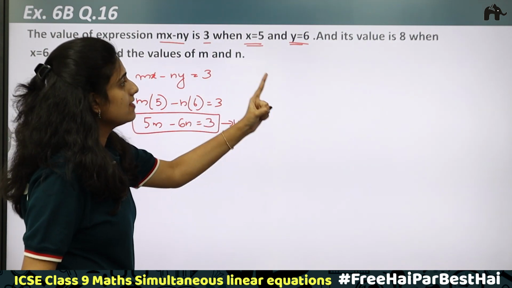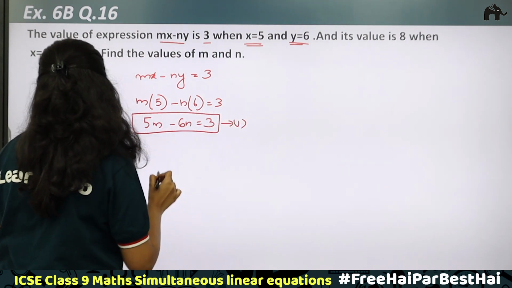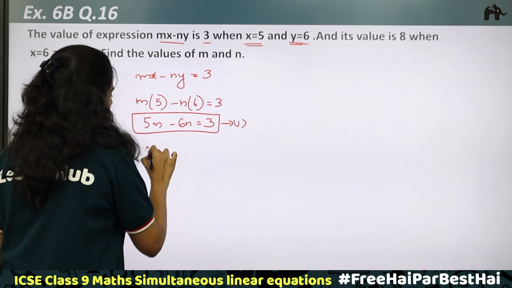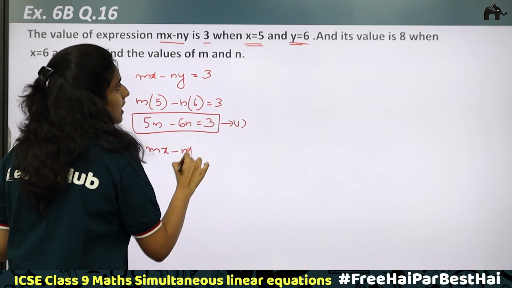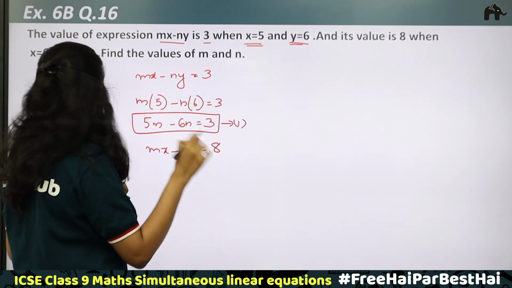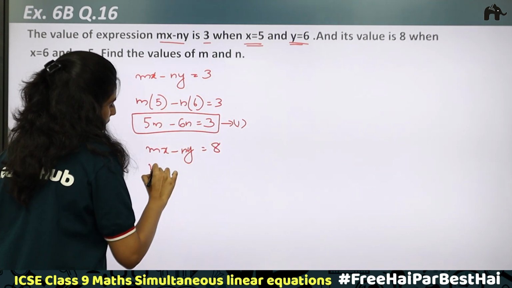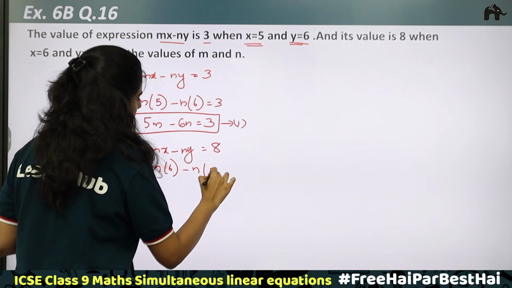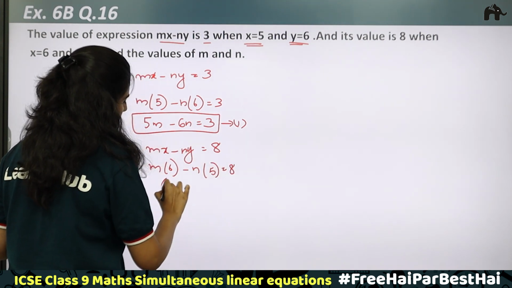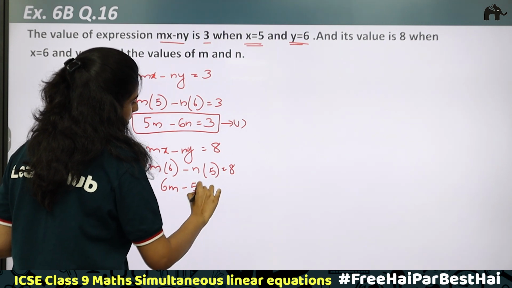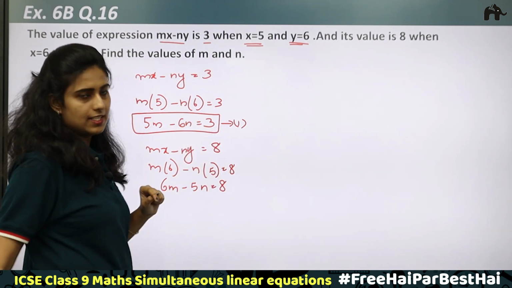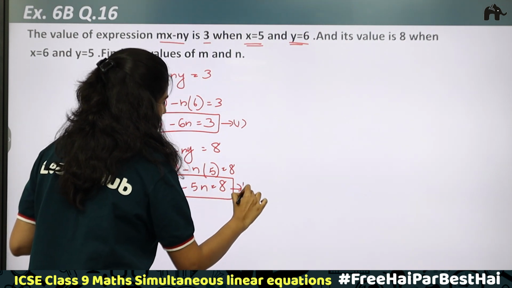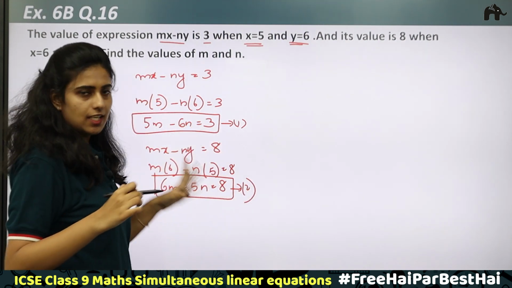And its value is 8 when x is equal to 6 and y is equal to 5. mx minus ny is equal to 8 when x is equal to 6. So m into 6 minus n into 5 is equal to 8, or 6m minus 5n is equal to 8. So this is the second equation. First equation and second equation.